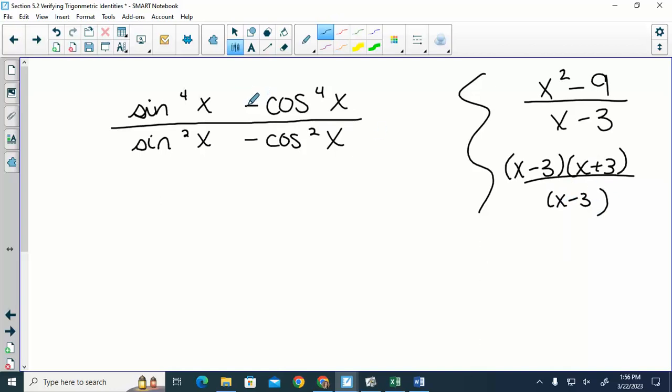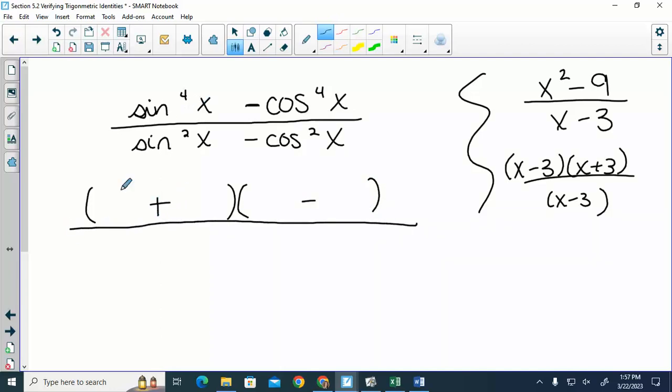Sine to the fourth minus cosine to the fourth. That's a difference of squares. So if we set up two parentheses, we know in a difference of squares, one of those is plus and one's minus. If you have sine to the fourth, half of them go in each parenthesis. So it's sine squared x, cosine to the fourth. So each one gets a cosine squared x. I could factor the bottom, but I'm not going to yet.